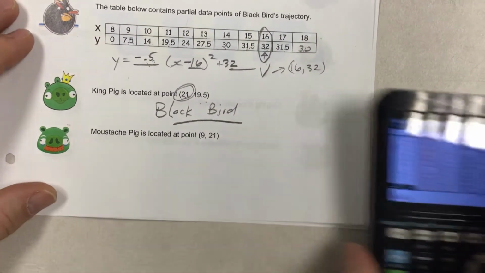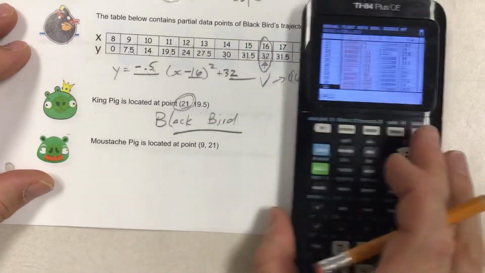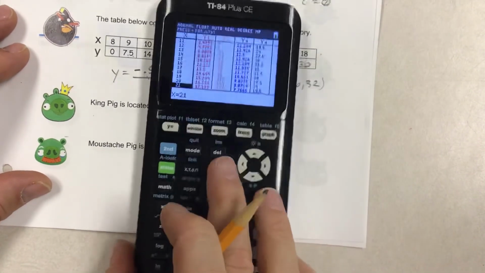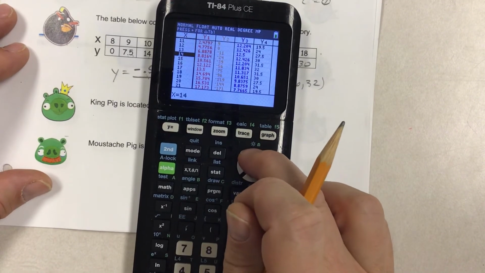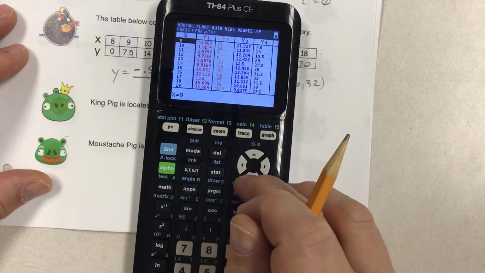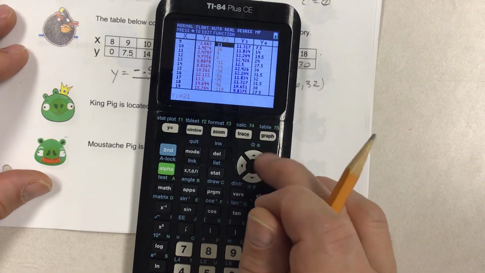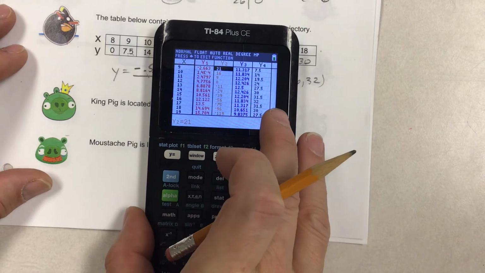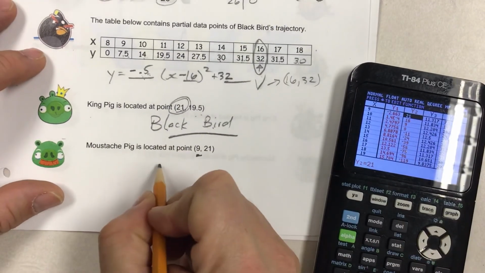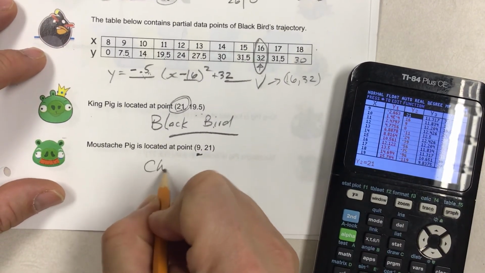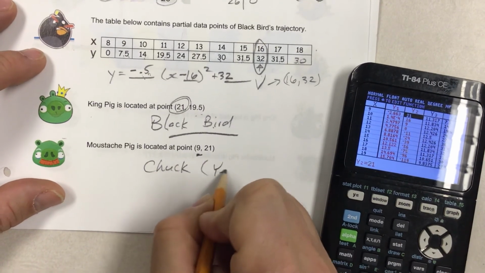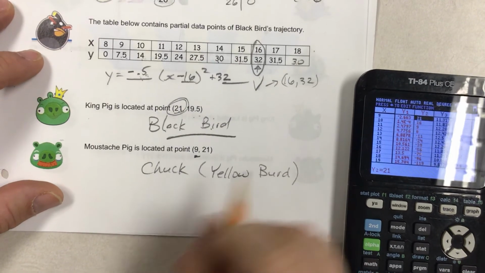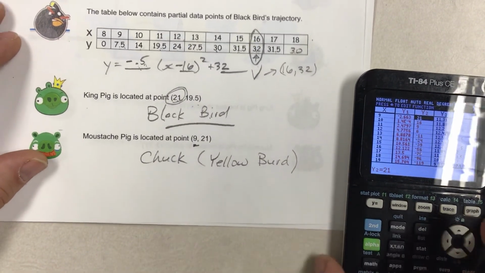Now, how do you do Mustache Pig? Well, since we already have the table up, all we're going to look at here is number 9, who's going to hit 21. So I'm going to scroll up here. I was at 21. Now I'm going to scroll up to number 9 and scroll across. It's not red. It is Yellowbird. It is Chuck. Right? So Mustache Pig, Chuck. Who's Yellowbird? Yellowbird. And there's version 1.